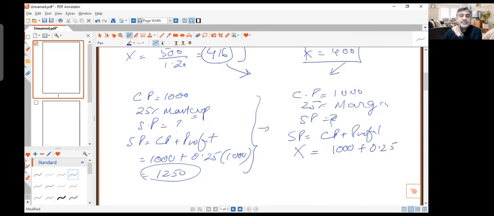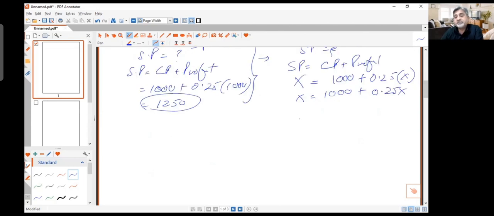And because I'm saying that this time it is margin, it means that 25% of the selling price is already X. So what I get is X is equal to 1000 plus 0.25 of X. That means 0.75 of X is equal to 1000, and X will be equal to 1000 divided by 0.75.